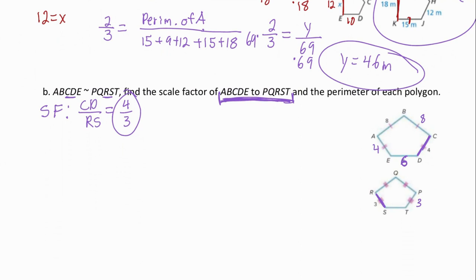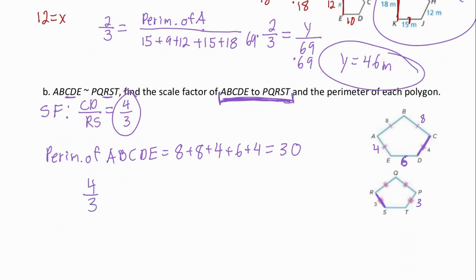So we can say the perimeter of A, B, C, D, E would be equal to 8 plus 8 plus 4 plus 6 plus 4. So just adding all of those sides together, that's going to give us 30. Okay, so that gave us the perimeter of the upper polygon. And so our ratio is 4/3, and we know that the perimeter of the upper polygon is 30. We just found that.